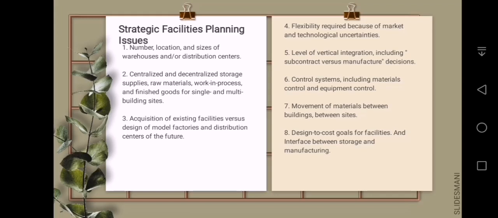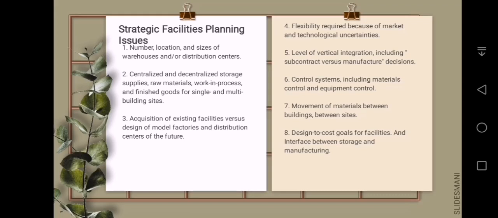Fourth, flexibility required because of market and technological uncertainties. It enables the business to obtain sustainable competitive advantage by becoming more proactive. Fifth, level of vertical integration, including the subcontract versus manufacture decision. Subcontracting refers to the process of entering a contractual agreement with an outside person or company to perform a certain amount of work.